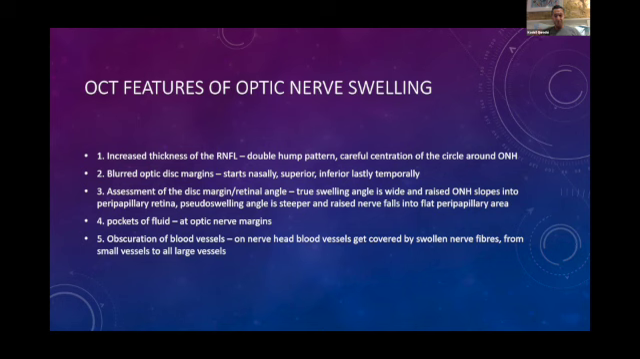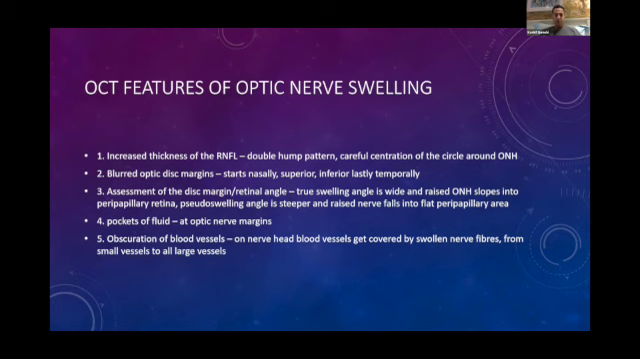Blurred optic disc margins generally start nasally and then go superiorly, inferiorly, and lastly temporally. Assessment of the disc margin and the retinal angle: with true swelling, the angle is wide and raised, so the optic nerve head slopes into the peripapillary retina, whereas with pseudoswelling the angle is much steeper and the raised nerve falls into a flat peripapillary area.